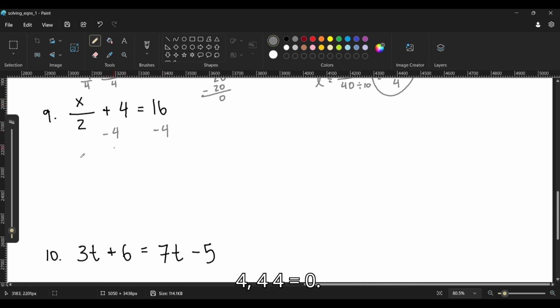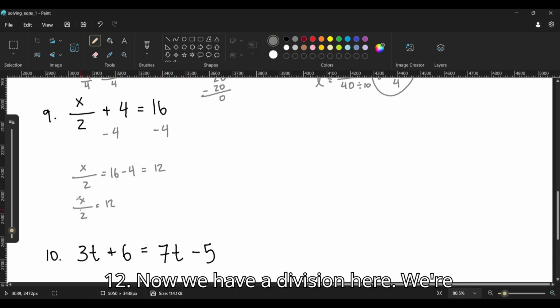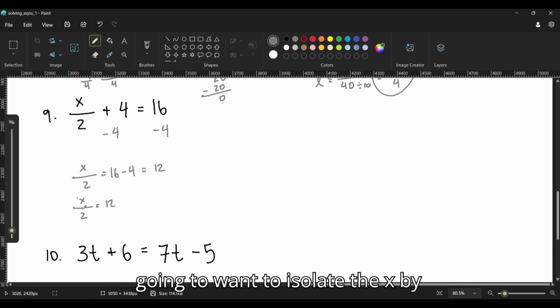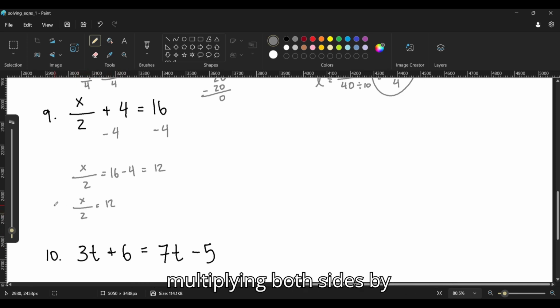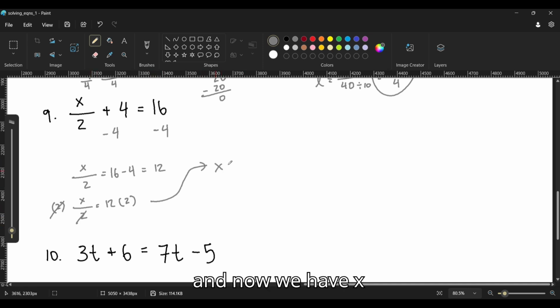4 minus 4 is 0. x over 2 equals 16 minus 4, which is 12. So x over 2 equals 12. Now we have a division here. We're going to want to isolate the x by multiplying both sides by 2. This is canceled out. And now we have x equals 12 times 2, which is 24. Too easy.